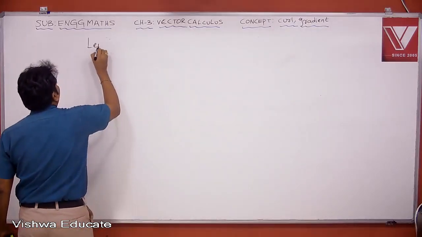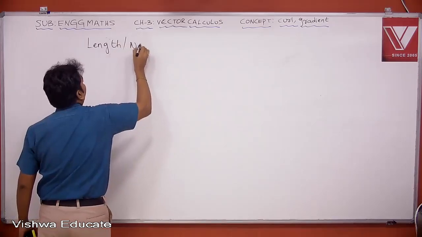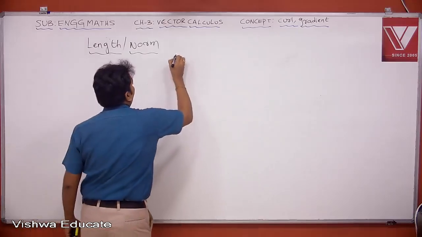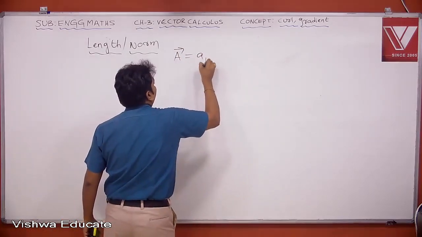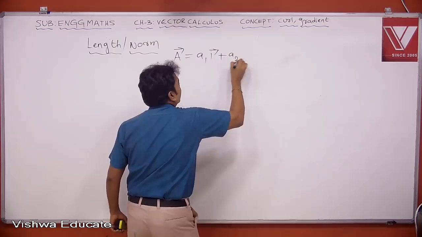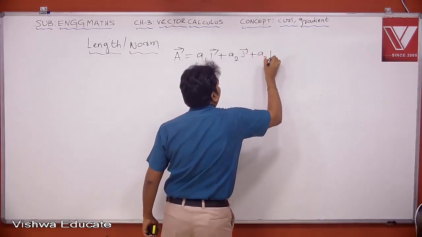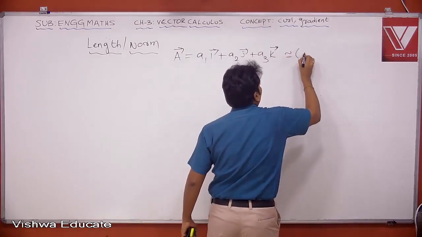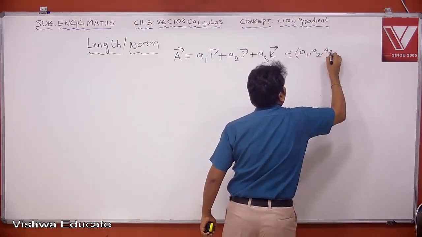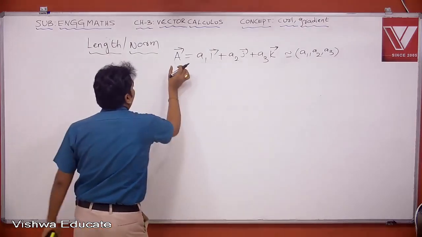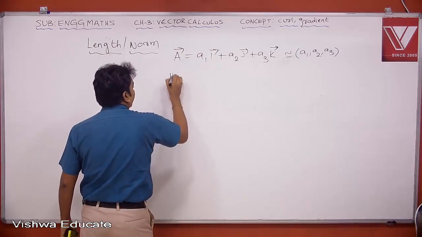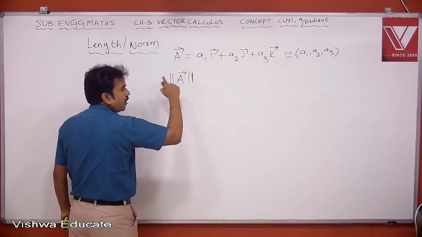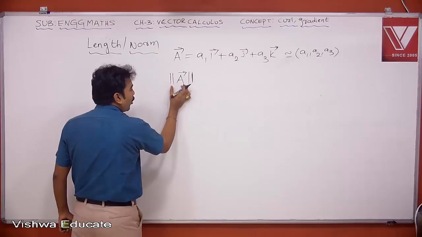Next definition, length or norm of a vector. Suppose we have a vector A bar equal to A1 I bar plus A2 J bar plus A3 K bar. Now basically this vector is equivalent to a 3D point, A1, A2, A3. Now let us find the length of this vector. Its length is denoted by this symbol. So write two vertical lines on the left side as well as the right side. So this is length or norm of A.